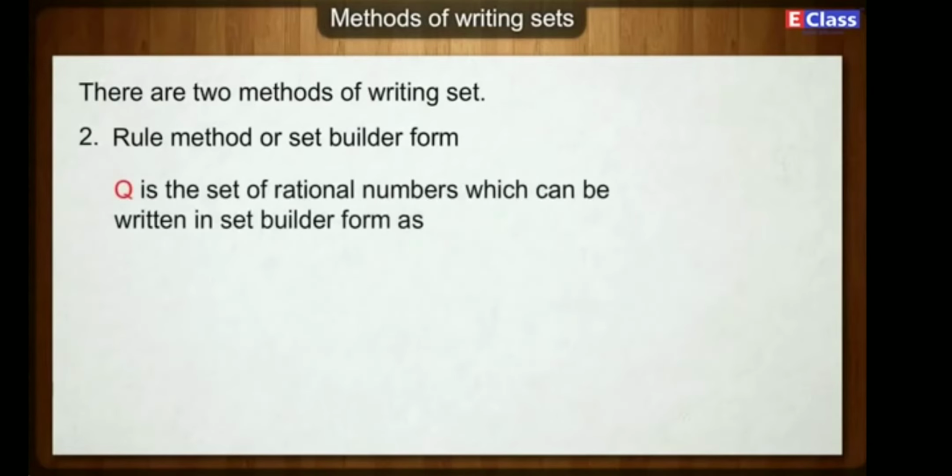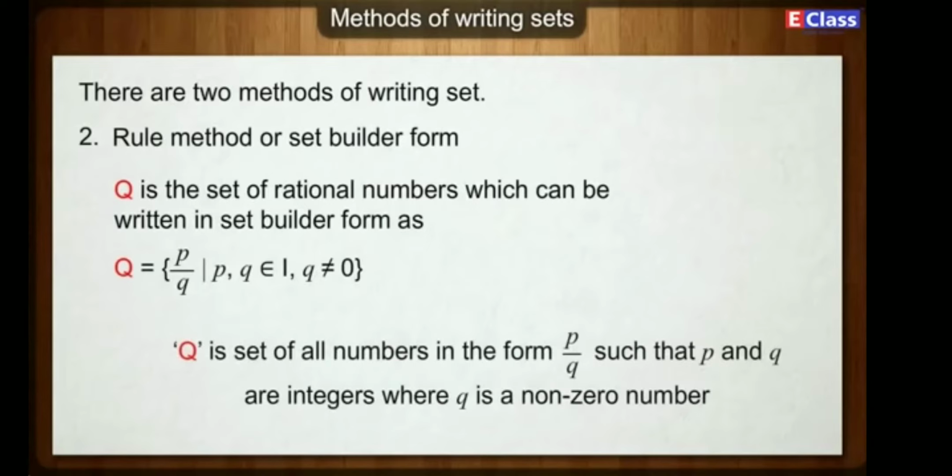Q is the set of rational numbers which can be written in set builder form as Q = {p/q | p, q belongs to I, q is not equal to 0}, and read as Q is a set of all numbers in the form of p upon q, such that p and q are integers, where q is a non-zero number.